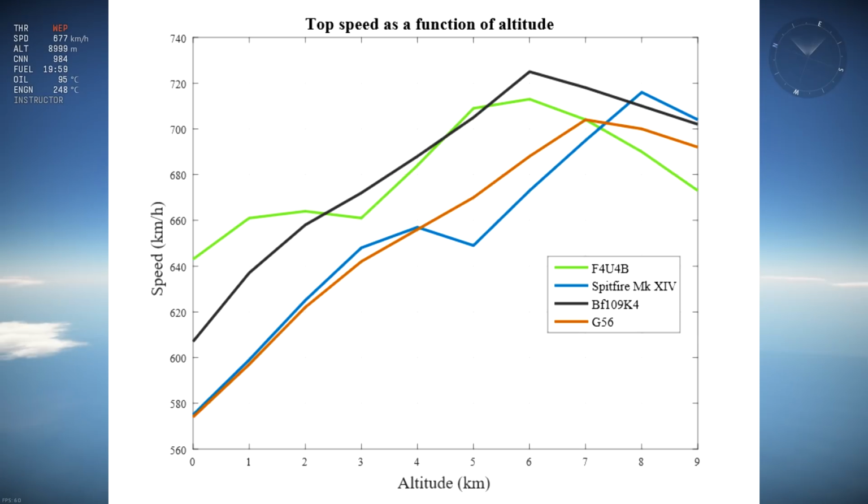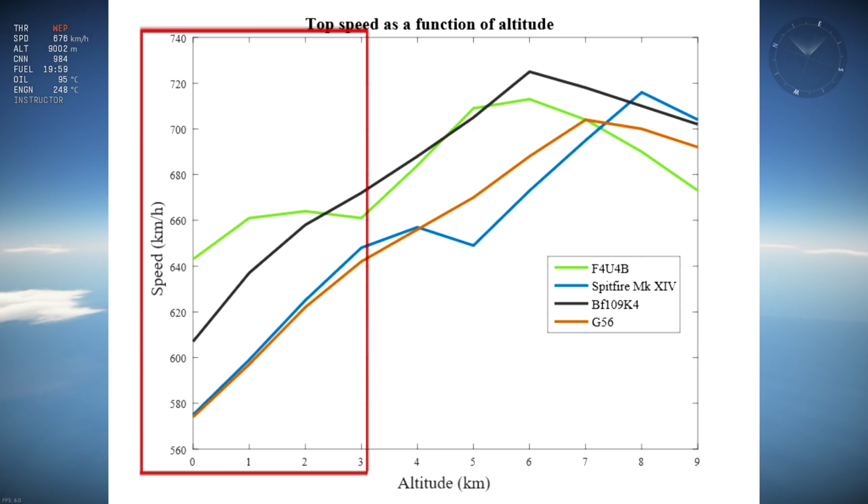We'll now compare the speeds at low, medium, and high altitude to get a better idea of the ideal altitudes of these aircraft. At low altitude, between 0 and 3 kilometers, the F4U-4B is the fastest, followed by the K4. The Spitfire and the G56 are the slowest.